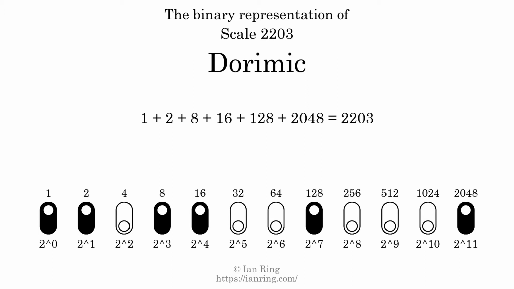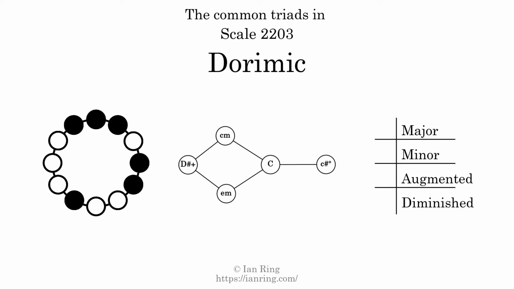The scale number not only enumerates the scale with a unique index, but it also literally describes the tonal content of the scale. Represented as a binary number in base 2, the scale number is 100010011011. Here are the common triads present in this scale.